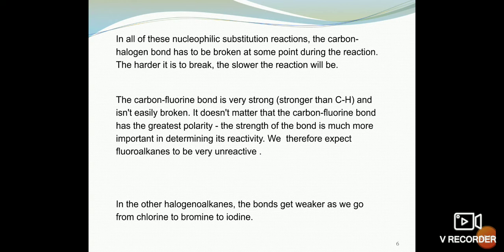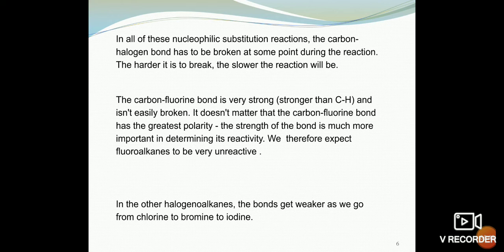It doesn't matter that the carbon fluorine bond has the greatest polarity. Although fluorine is the most electronegative in the halogen series, yet the bond is broken very slowly. The strength of the bond is much more important in determining its reactivity. We therefore expect fluoroalkanes to be very unreactive.